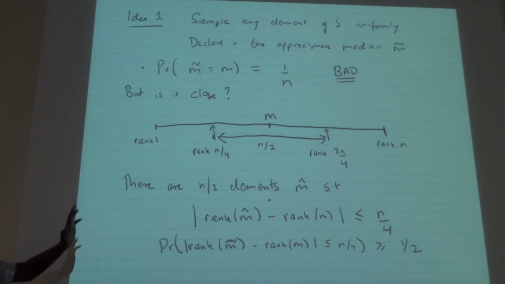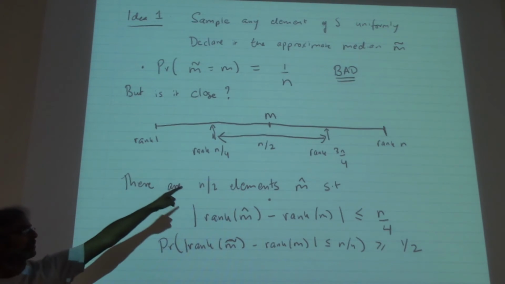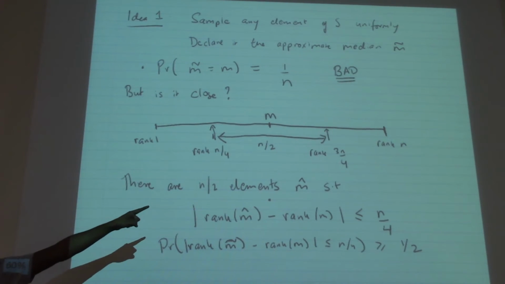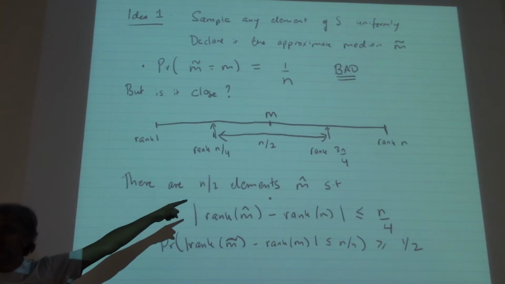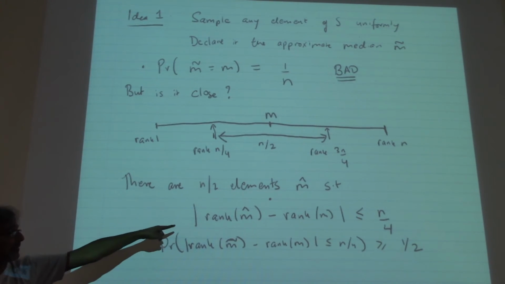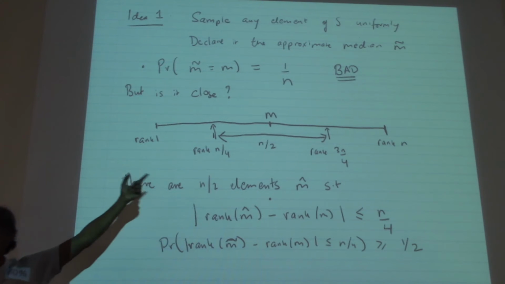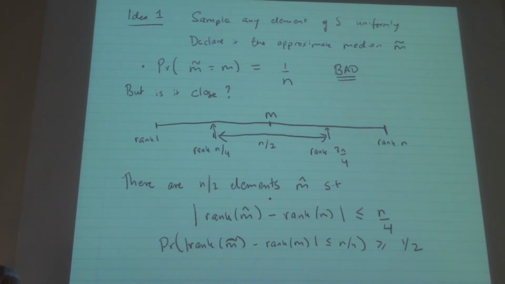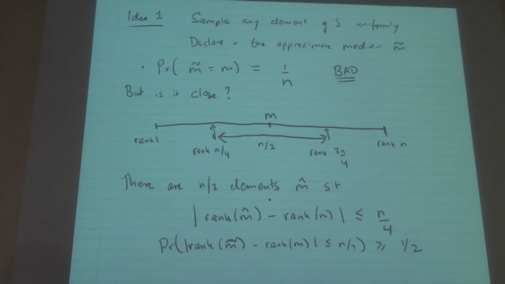Actually, there is a reason, right? The reason I'm calling it the good range is that any element in that range is kind of close to the median in rank. It's not great, but it's close. It's closer than this one. In particular, the distance of the rank is at most n over 4 by construction, because I'm going from rank n over 4 to 3n over 4. So any element in that set will have a rank difference from the median of at most n over 4. Okay, how many of them are there? There's a ton of them. Half the elements are in that set.